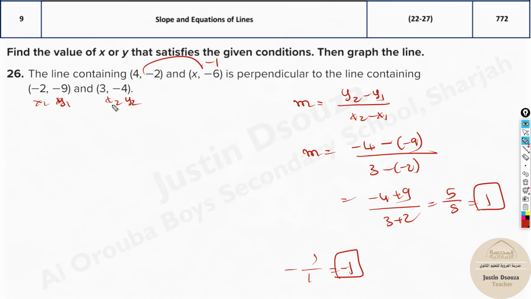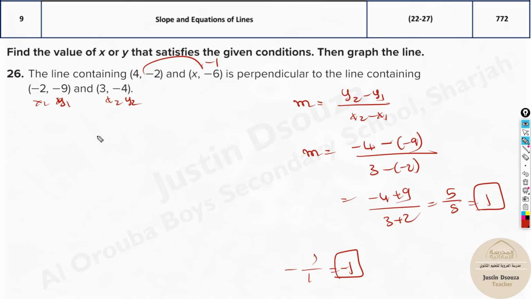If you know the slope, we can find this x, right? See, now we know the slope. We just use the same formula. This unknown x value can be found out. Now here they have just asked you to find x or y, the value of x or y. You don't need to find the equation.